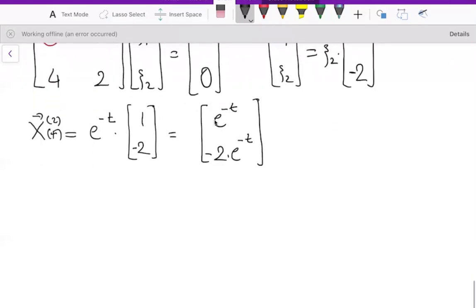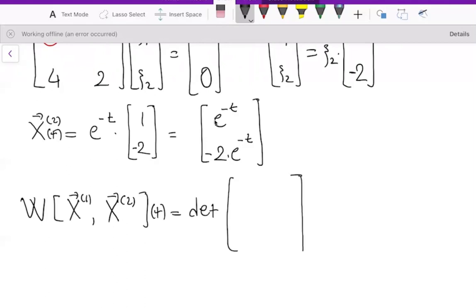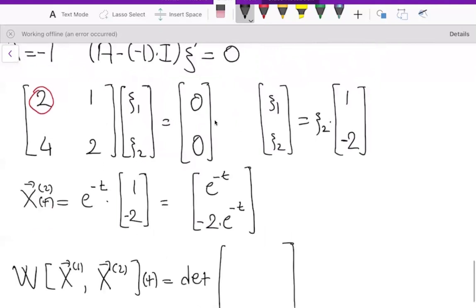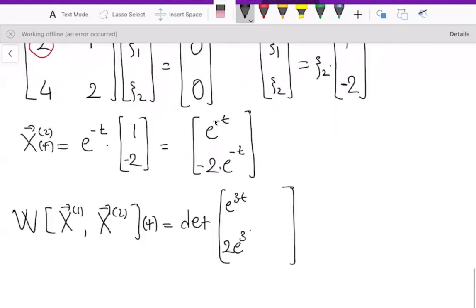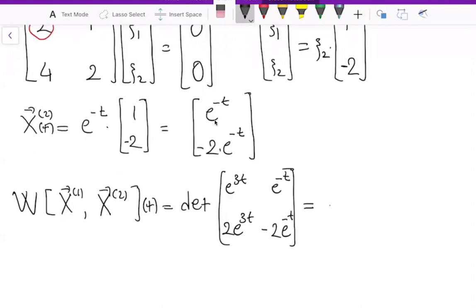Now let's check the Wronskian determinant. Wronskian of x1, x2. So this is the determinant. What was our first solution? e to the 3t, 2 times e to the 3t, and e to the -t, -2 times e to the -t. If you compute this determinant, as you can see, we get -4 e to the 2t, which is never 0. So hence, x1 and x2 are linearly independent for all t.